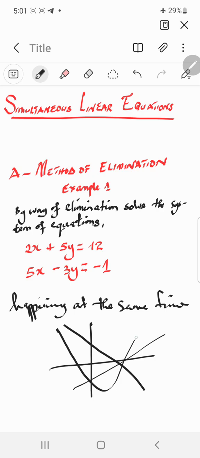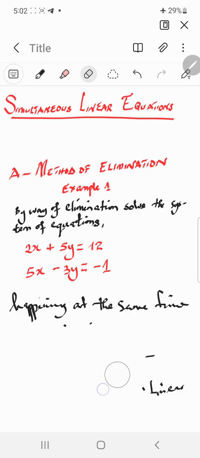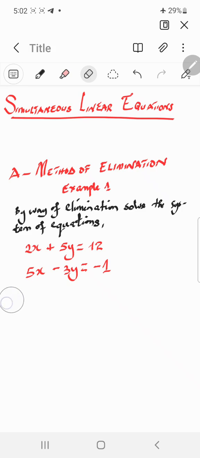So this one is a quadratic graph. So we can have quadratic simultaneous equations. It's possible, but this time we are dealing with the linear ones. We have to understand the topic like that. Okay, so that's what we're dealing with now. So we're going to start by looking at the method of elimination. There are other methods, but we start with the method of elimination.